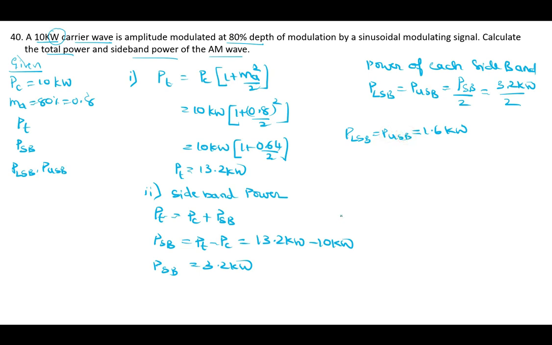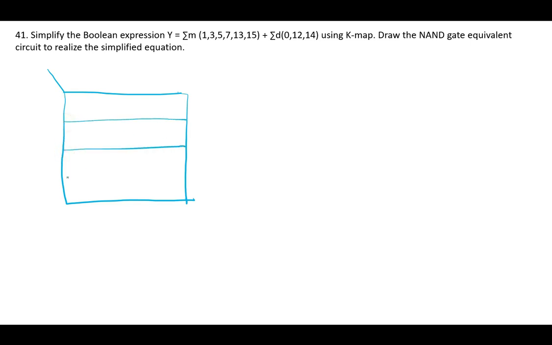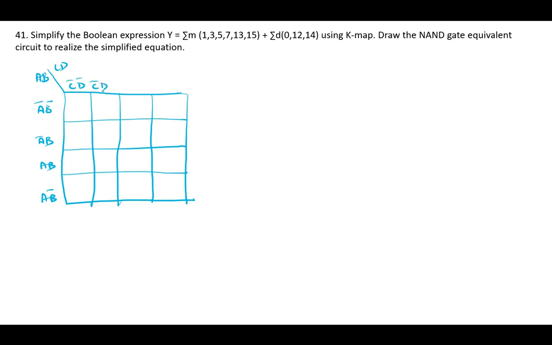Then the last sum is from digital electronics, that is K-map. How to draw the K-map? First we should know, since it is 4 variables, draw 4 by 4 boxes, and the parameters are, suppose it is A, B, C, D, we need to write A bar B bar, A bar B, A B, A B bar, C bar D bar, C bar D, C D, C D bar.